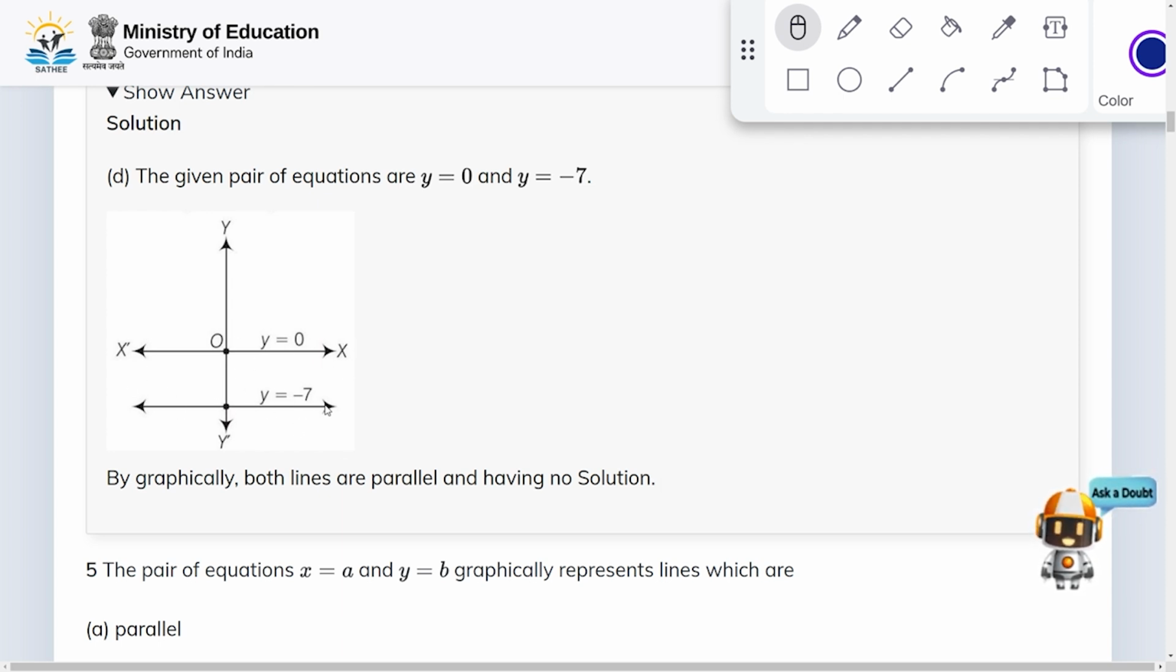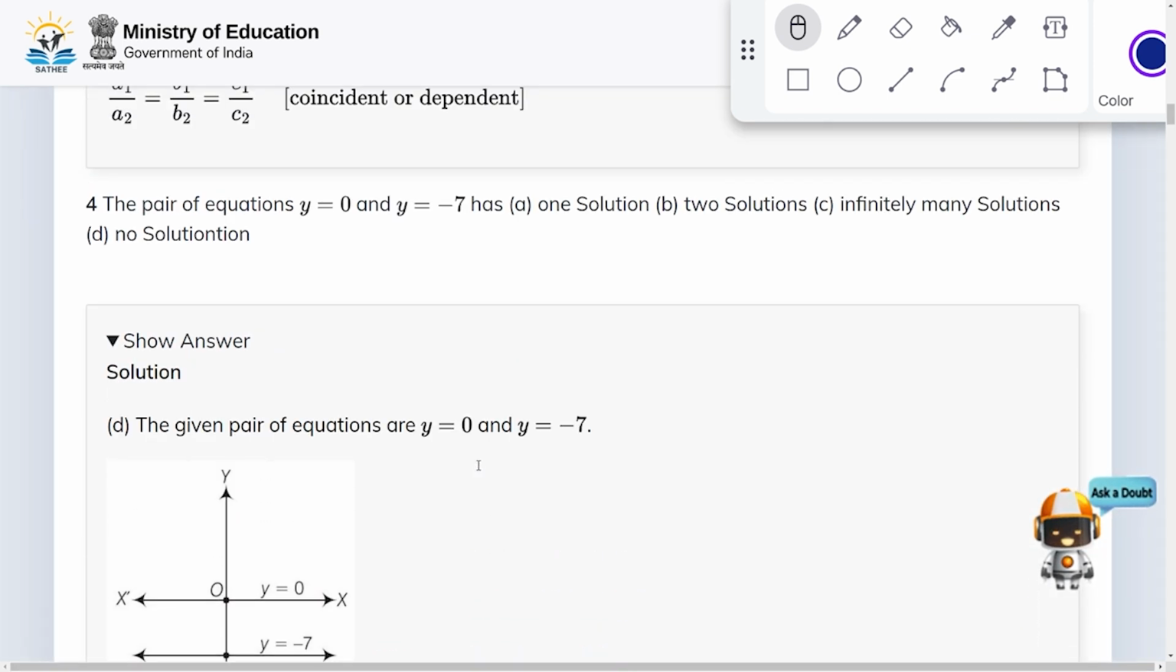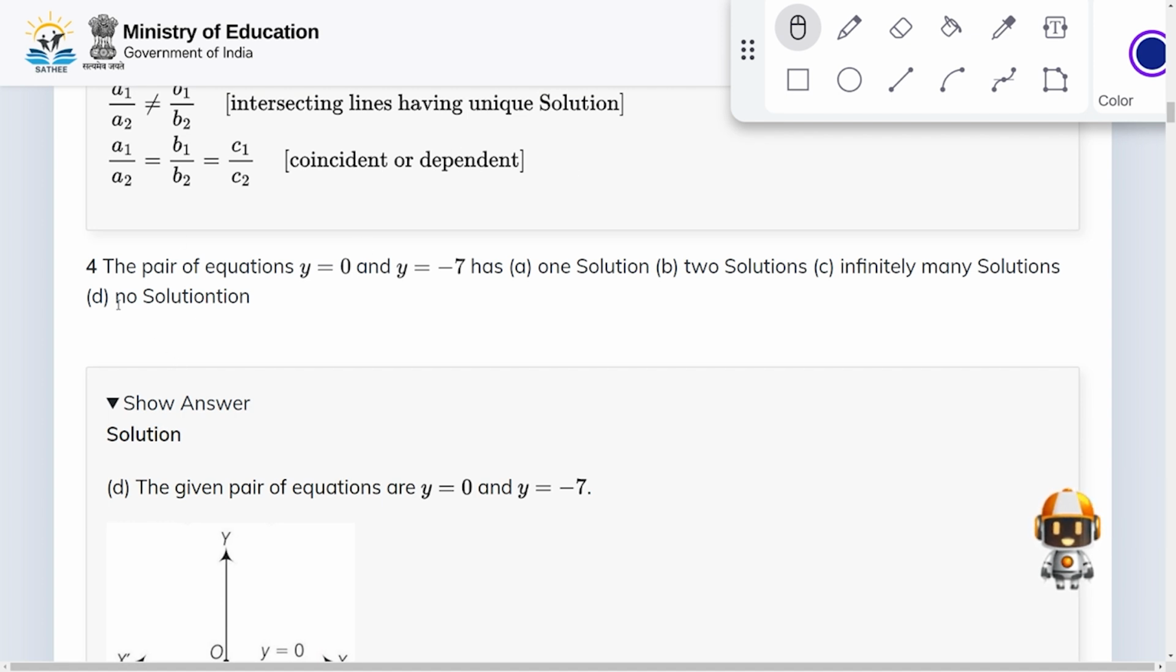So this line is represented by y equal to -7. Here you can see the line y equal to 0 and the line y equal to -7 are parallel to each other. So graphically both lines are parallel and have no solution. So for this question, option number D, no solution, is the correct answer.